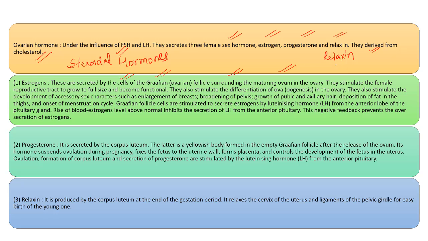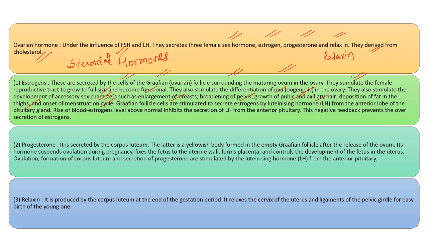Estrogens. Estrogens are secreted by the Graafian follicles surrounding the maturing ovum in the ovary. They stimulate the female reproductive tract to grow to full size and become functional. They also stimulate the differentiation of ova, that is oogenesis, in the ovary. They also stimulate the development of accessory sexual characters in females such as enlargement of breast, broadening of pelvis, growth of pubic and axillary hair, deposition of fat in the thighs, and onset of menstrual cycle.